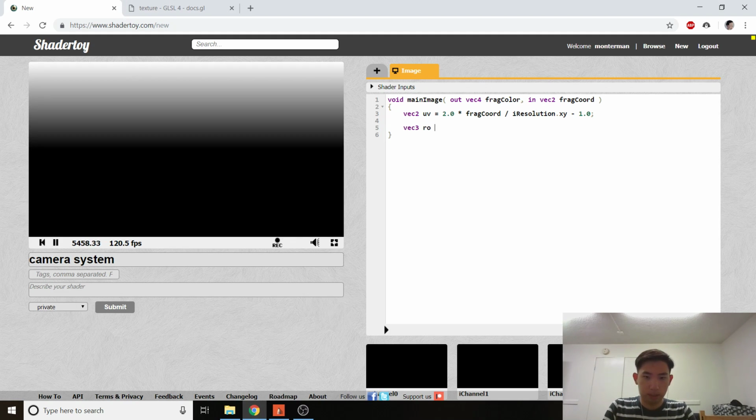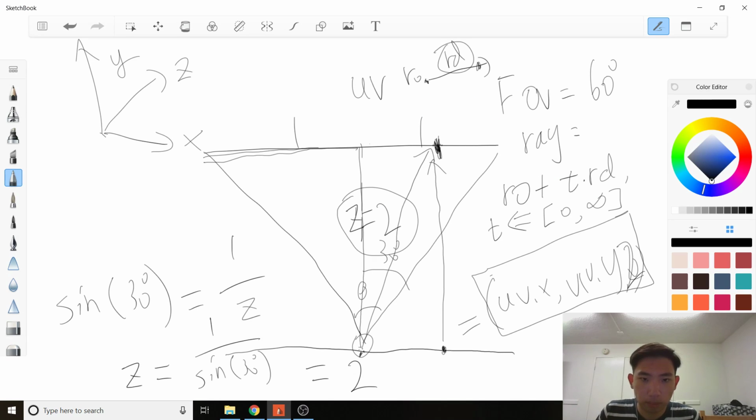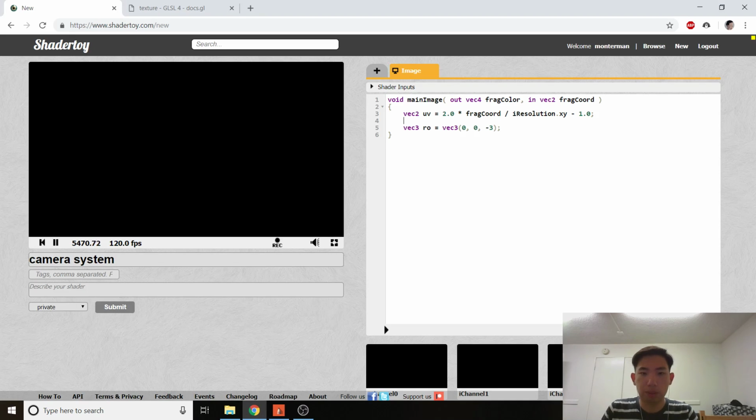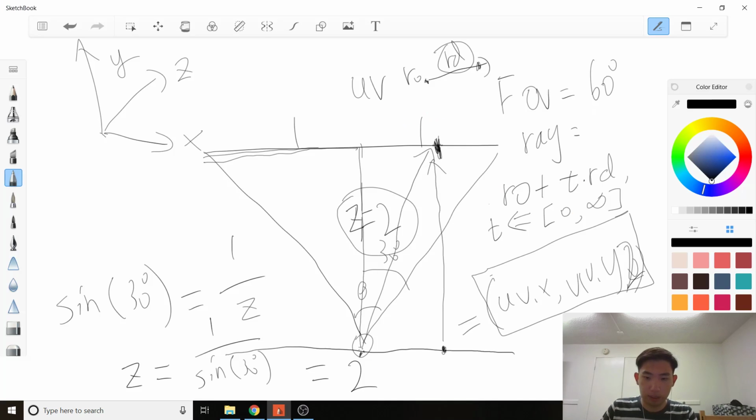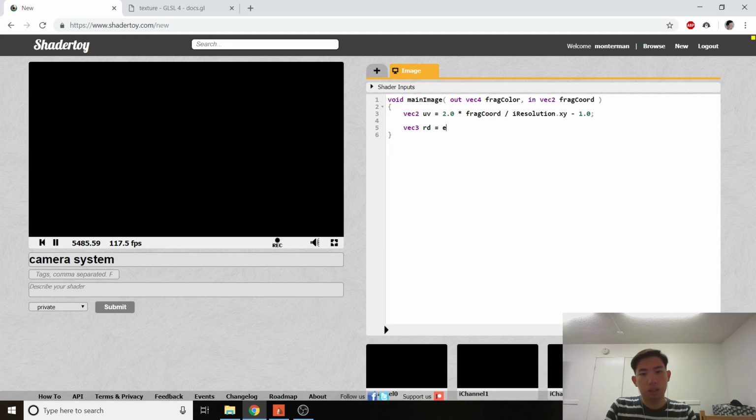Vec3 ray origin, let's say it's behind the origin by 3 units. And we're going to be looking at some origin. Well, right now it doesn't really matter, I guess. We don't even need ray origin at this point. All we need is ray direction, right? So ray direction is given in this formula. It's just uv.x, uv.y, and 2.0. That's the direction.